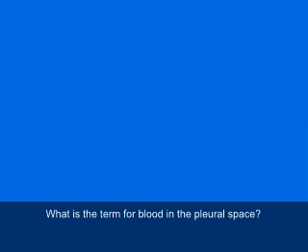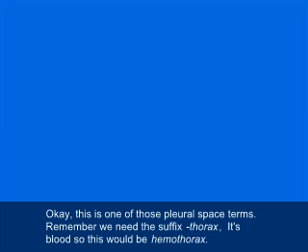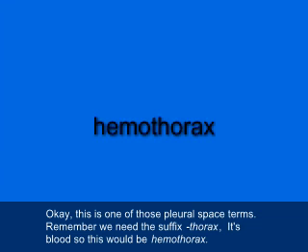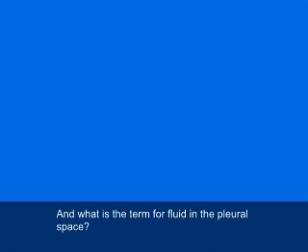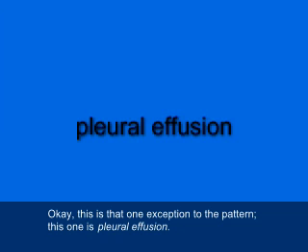And what is the term for blood in the pleural space? Okay, this is one of those pleural space terms. Remember, we need the suffix thorax. It's blood, so this would be hemothorax. And what is the term for fluid in the pleural space? Okay, this is that one exception to the pattern, right? This one is pleural effusion.